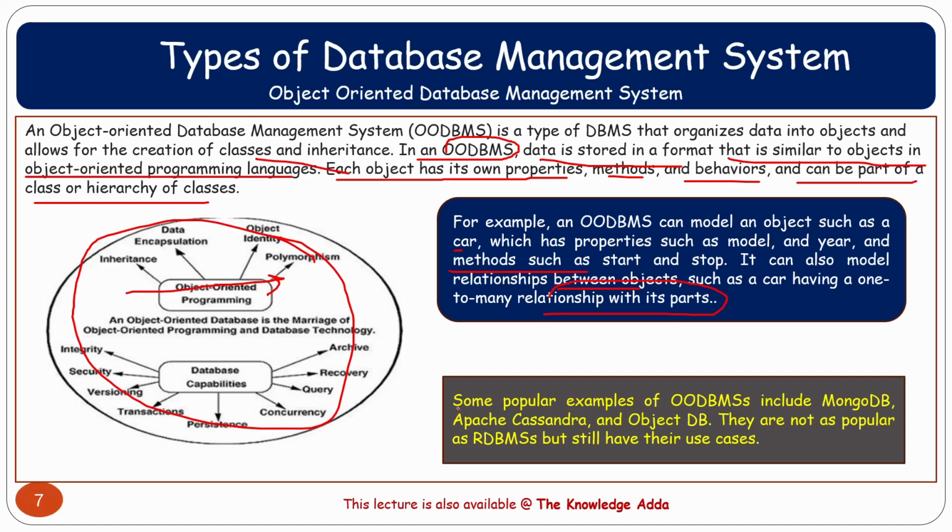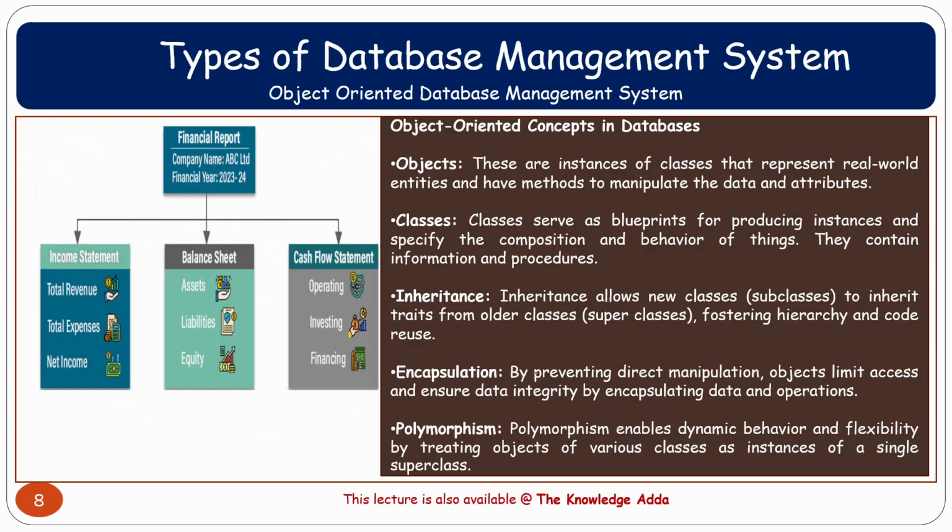If we are talking about some examples, we can see examples include MongoDB, Apache, and ObjectDB. Basically these are not as popular as the relational database management system, because many organizations try to use relational database management systems compared to object-oriented ones. Now, how can we say that this follows the concept of object-oriented programming?